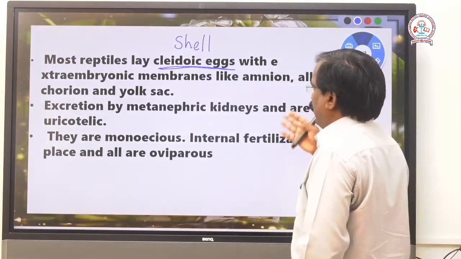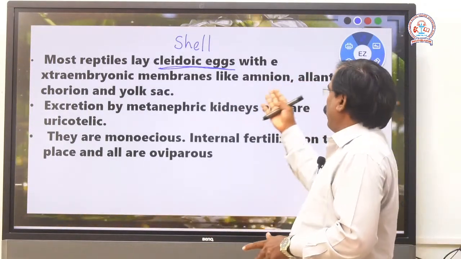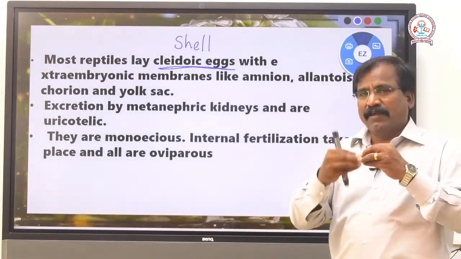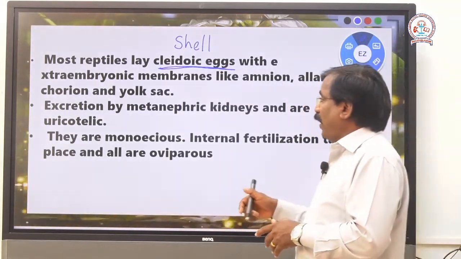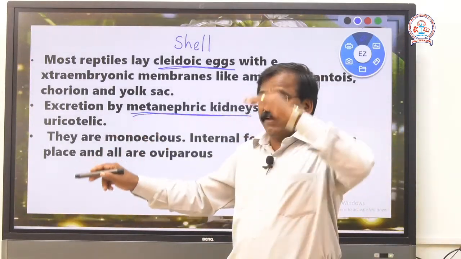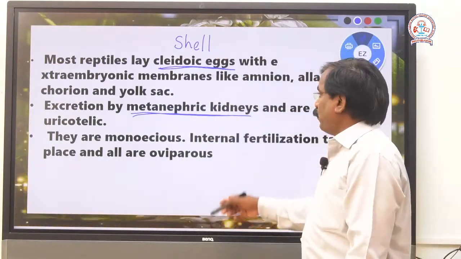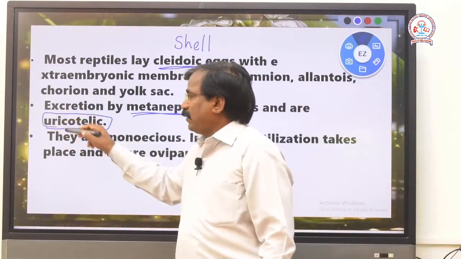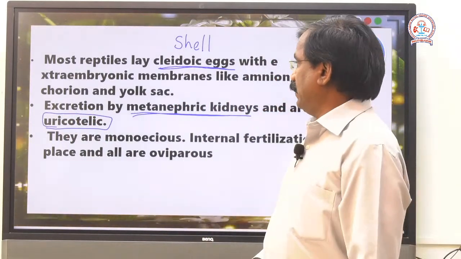Amniotes, I said that extra embryonic membranes are there. Amnion, allantois, chorion, that membrane surrounds the embryo and gives complete protection at the time of development. Excretion is by metanephric kidneys. See? So far we discussed mesonephric, here it is metanephric kidneys and uricotelic. Uricotelic, that excretory product is uric acid.